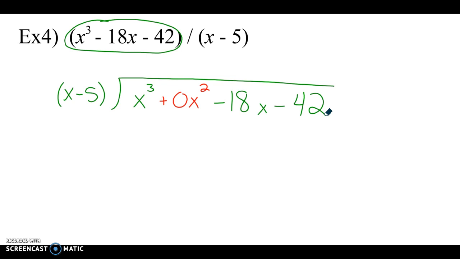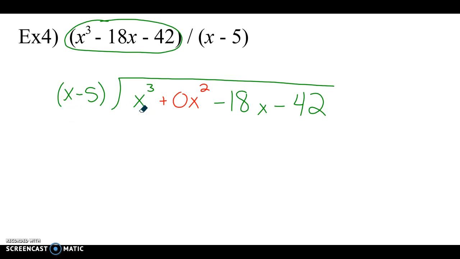Division relies on stuff lining up vertically, right? So if you don't have that x squared there, and I'll show you, it'll be really obvious in a second, the problem that we'll have. I wrote it in red, so we remember. I'll show you what would happen if you didn't do that. Okay? So first things first, what do I need to multiply x by?